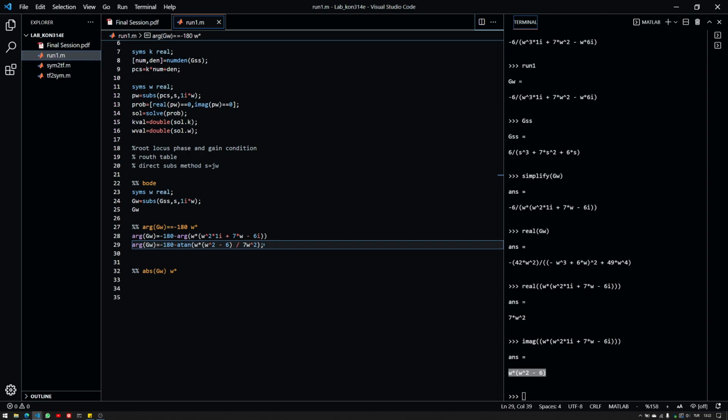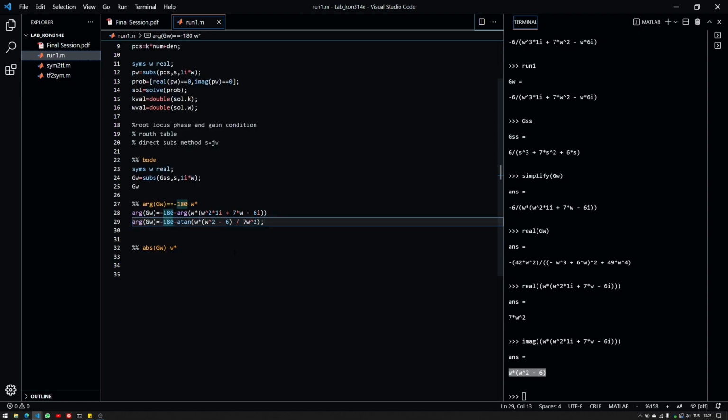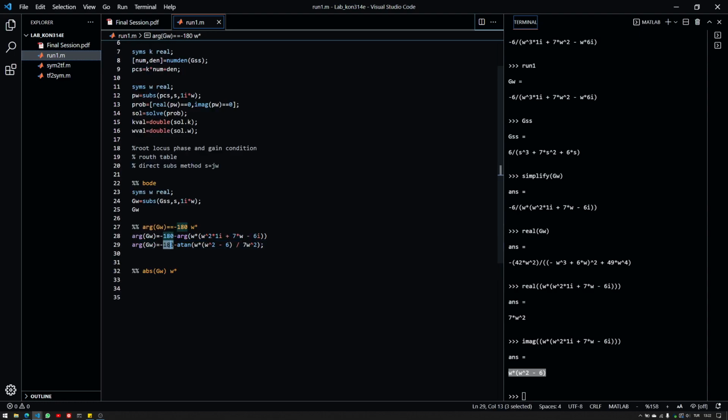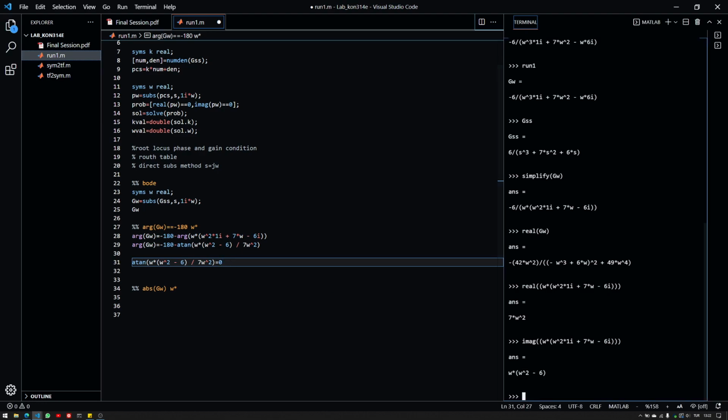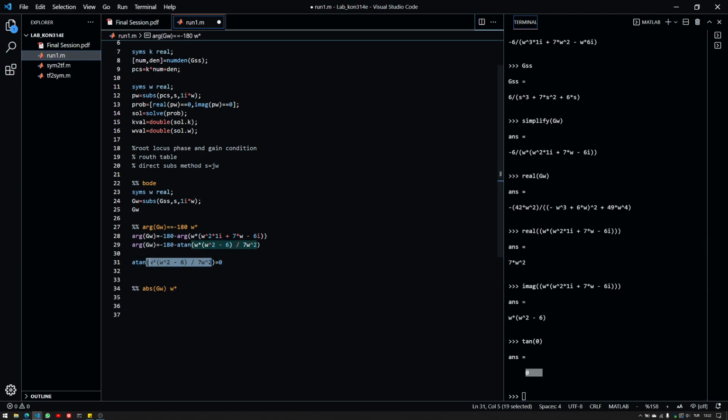So now since we have minus 180 degrees, and since we are looking for minus 180 degrees again, what we can see is that this arctan here should be equal to 0, basically. And what is tan 0? It's basically 0. So this equation would give us that this should be equal to 0.